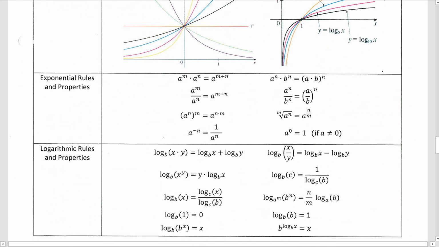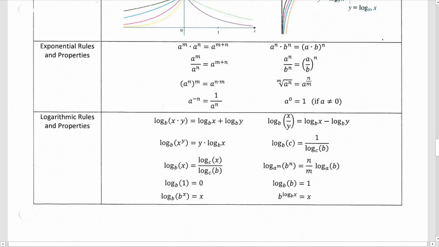And we have some exponential rules and properties. a to the m times a to the n is a to the m plus n. a to the n times b to the n is a times b to the n. a to the m over a to the n is a to the m minus n. I have a typo here, sorry. And a to the n over b to the n is a over b to the power of n.